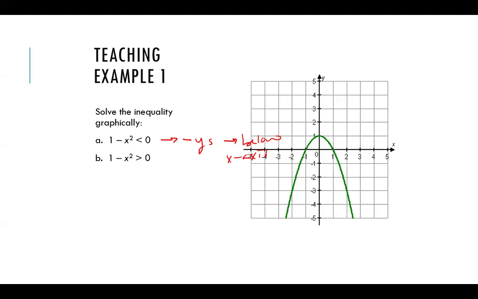So for part A, it's asking when are you below the x-axis? So I'm below the x-axis from here to here, right? So those are my solutions. How you write the solution is what's important here. So when I write my solution, I'm starting from left to right, because you write your solution reading from left to right. My function starts at negative infinity, and it goes all the way up to negative 1.